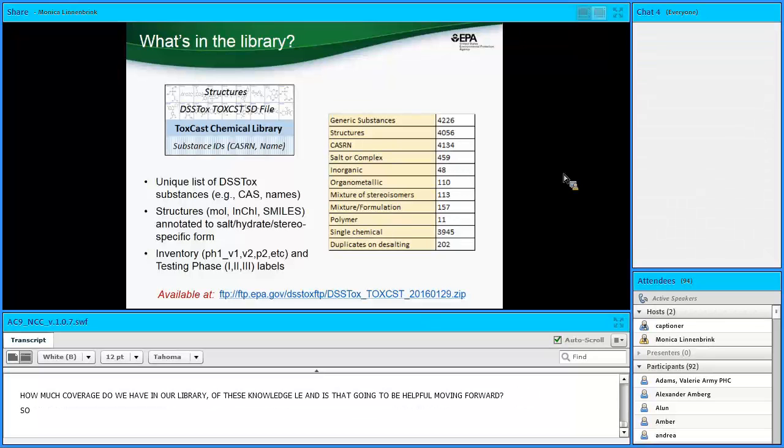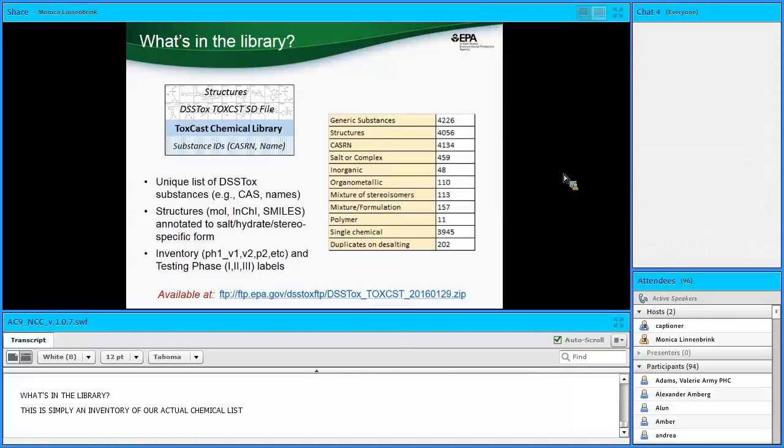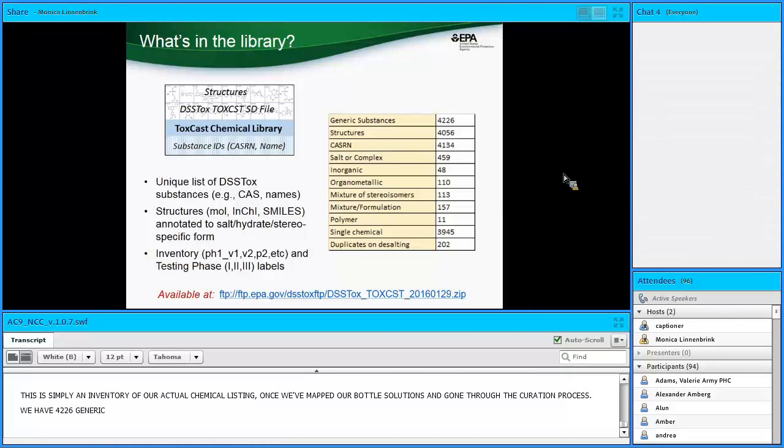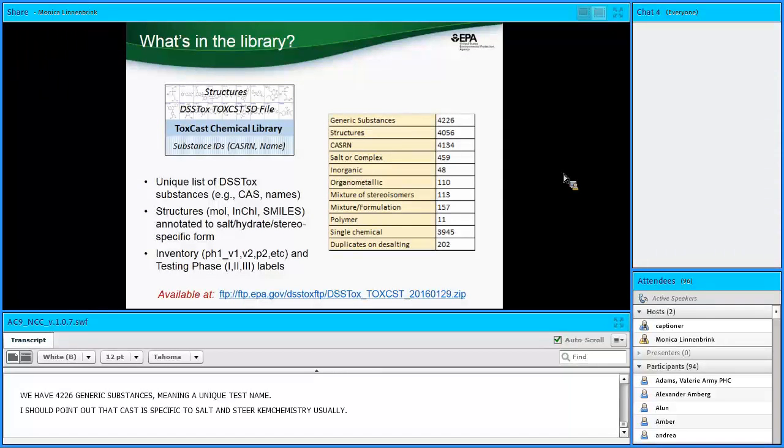This is simply an inventory of our actual chemical listing once we have mapped our bottle solutions and gone through the curation process. We have 4,226 generic substances, meaning a unique CAS number and name. I should point out that CAS is specific to salt, hydrate, and stereochemistry usually. Not every chemical, including many metabolites, biodegradation products, have a CAS number. That is a limitation of using CAS.